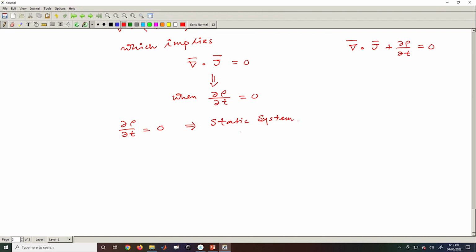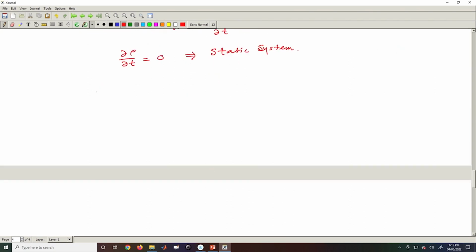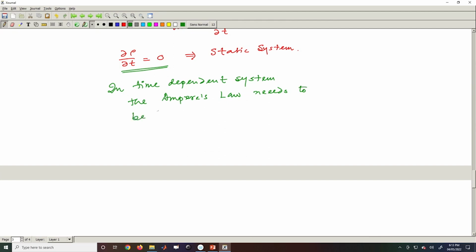Well, in a time dependent system, that means Ampere's law, which is true only under this condition, needs to be modified. We will see later how we can modify that.